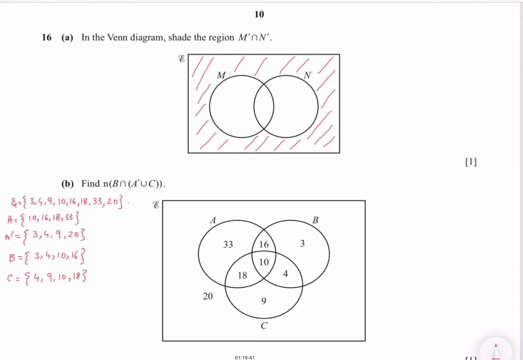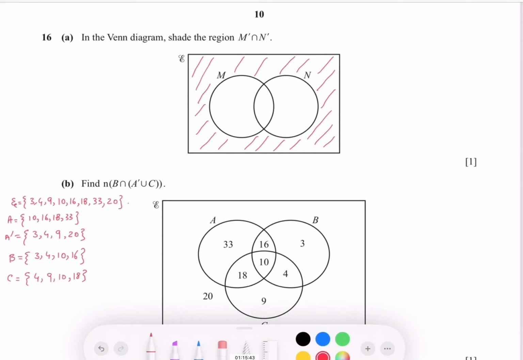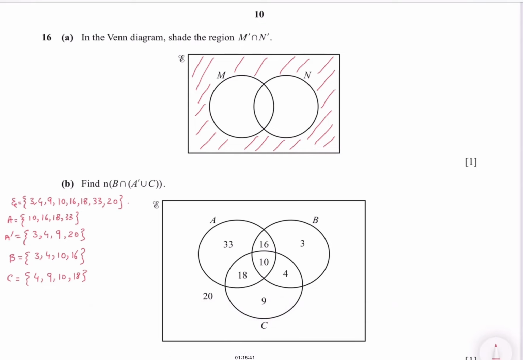Now solve the bracket first. First bracket says A complement union C. Union means you have to unite them. A complement union C. You have A complement, above you have written C. So you unite them. So 3, 4, 9, 10, 18 and 20. Remember, do not repeat, do not write the same numbers 2 times, just write them once.